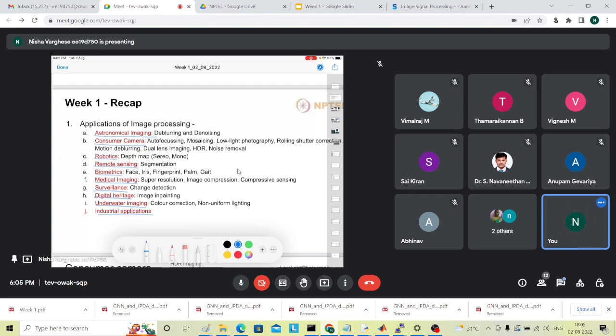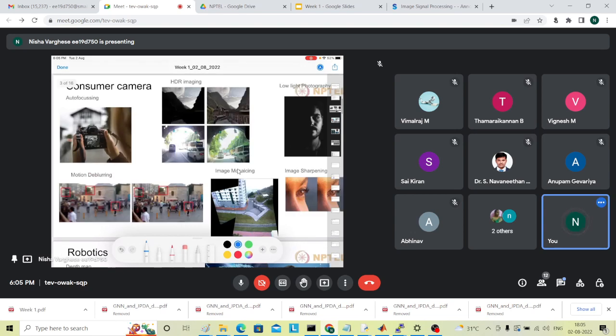Okay. So in consumer camera, the first topic is autofocusing. So autofocusing is what? Some of the portions in the world will be focused automatically inside the camera. That is done with the help of image processing, because we have to detect which are the objects. Actually, we have to detect on what object we are interested. So that object should be focused inside the camera. That thing is done using image processing.